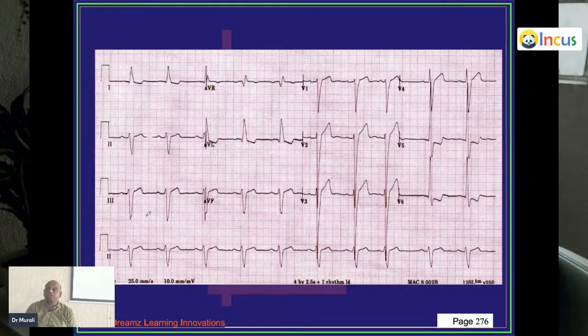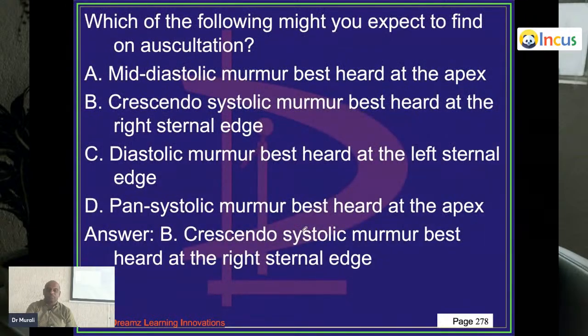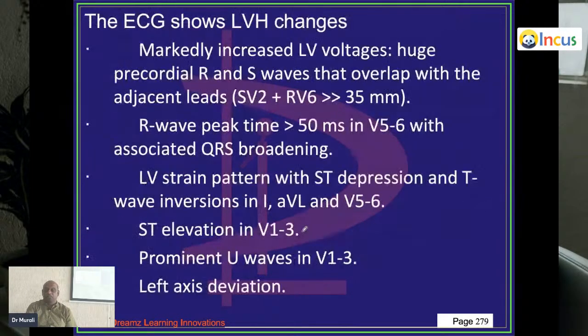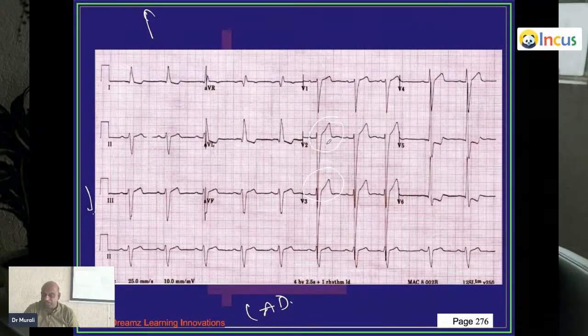Then what do you see here? What is the axis? Lead 1 is looking up. Lead 3 is looking down. So left, very good. Left axis deviation. And you are able to see V2, V3 showing ST segment elevation, right? And also what else do you see? Not ST segment elevation, but prominent Q wave. Then T wave inversion is there and significant.